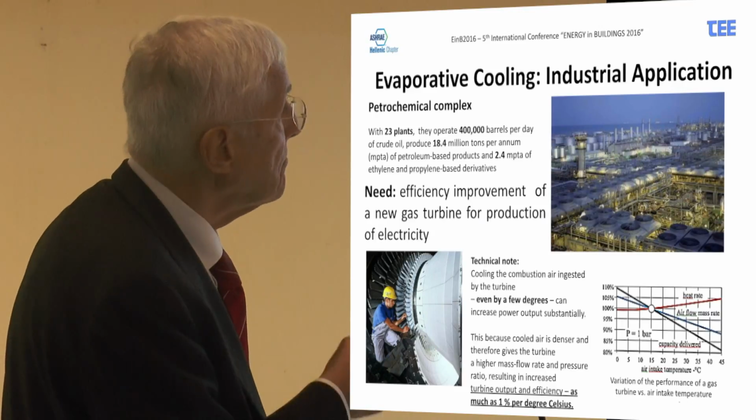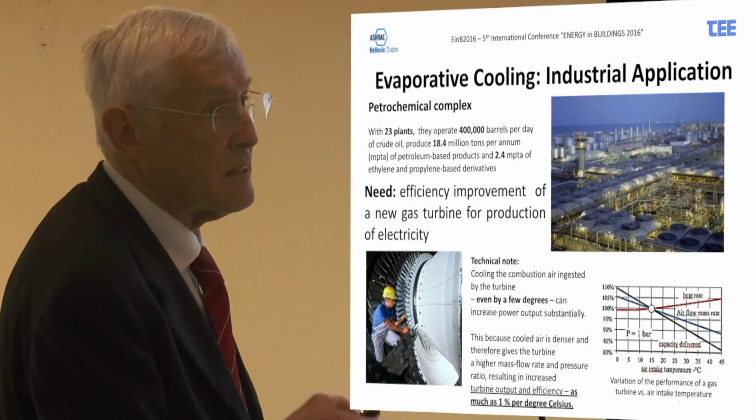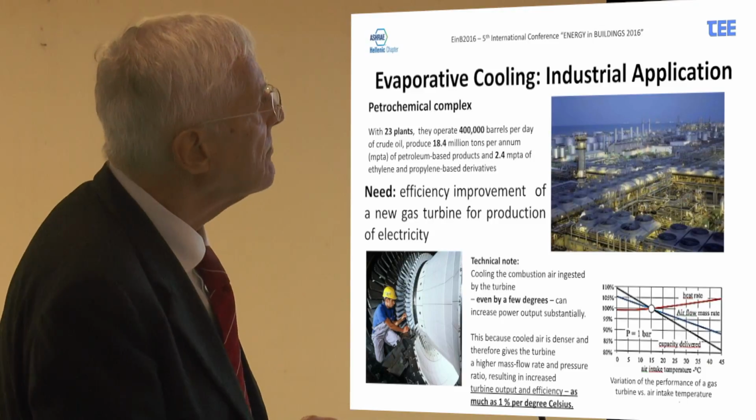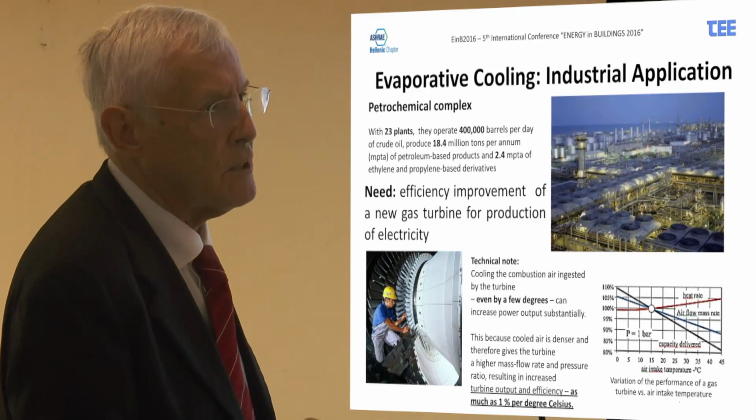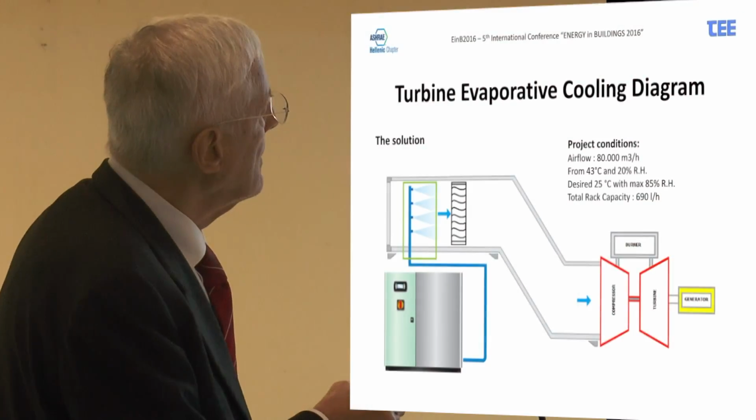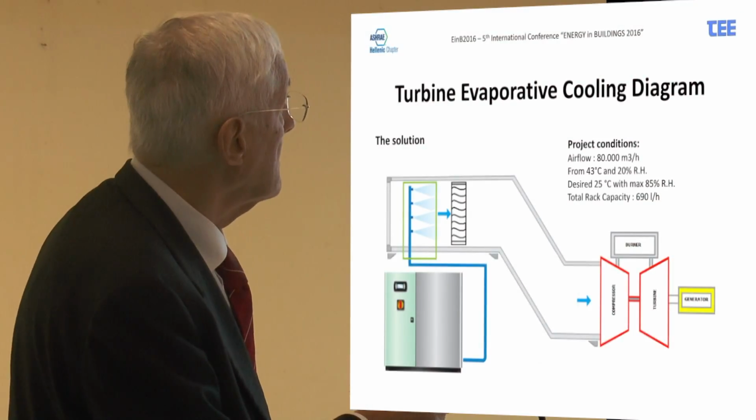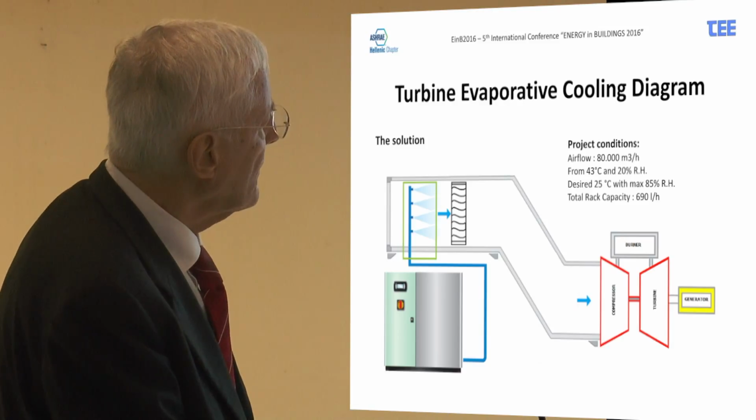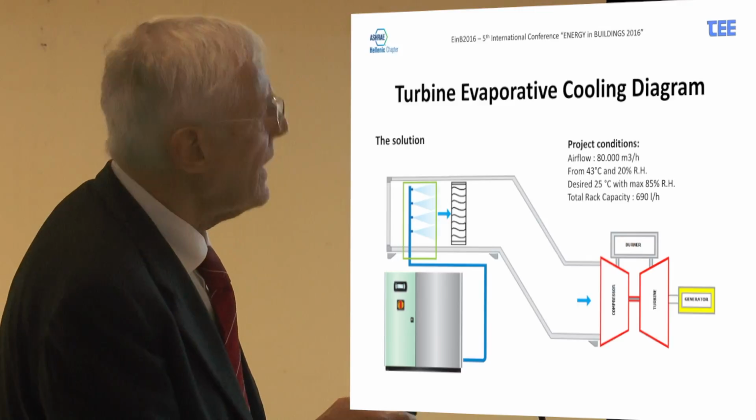So, this being in the Middle East, it is possible in summertime to increase the capacity of the turbine by up to 15%, which is a lot. And this is the basic diagram. This is the pumping station. This is the inlet of the air, and this is the turbine.